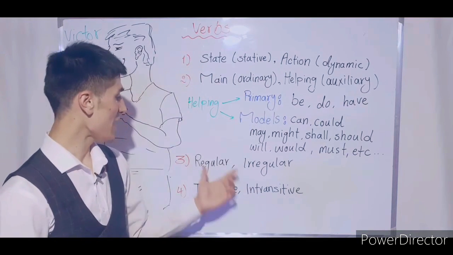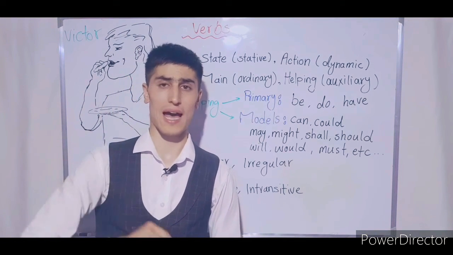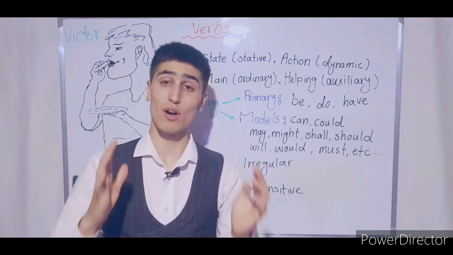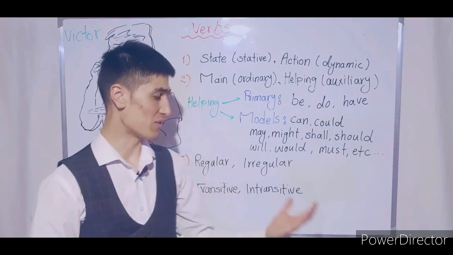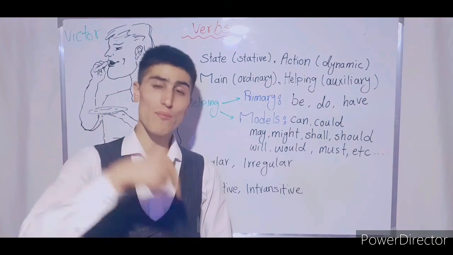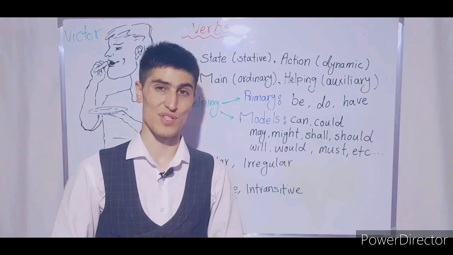Okay? And then we have regular and irregular verbs, and we said that regular verbs have rules to change their forms, and irregular verbs do not have rules, and we have to memorize their forms. And then we have transitive and intransitive verbs. Transitive verbs need an object, and intransitive verbs do not need an object.